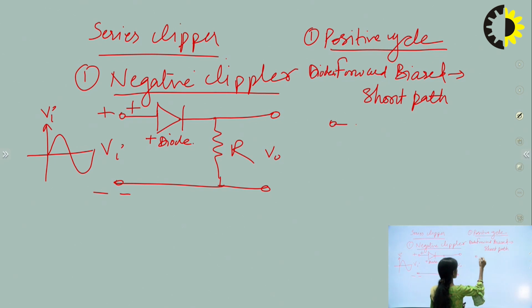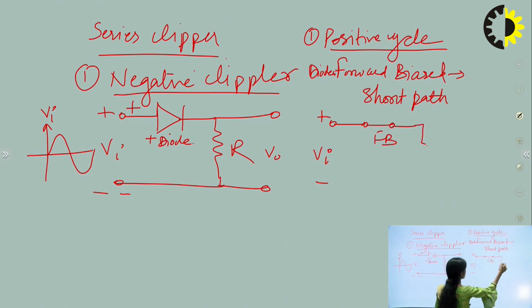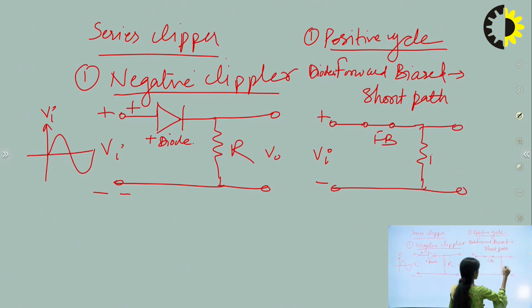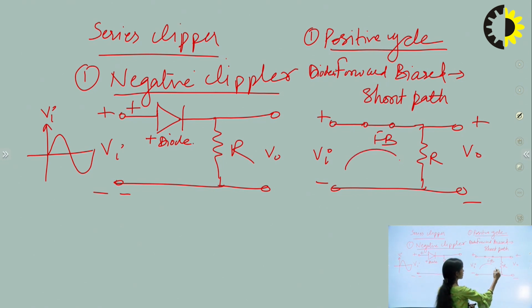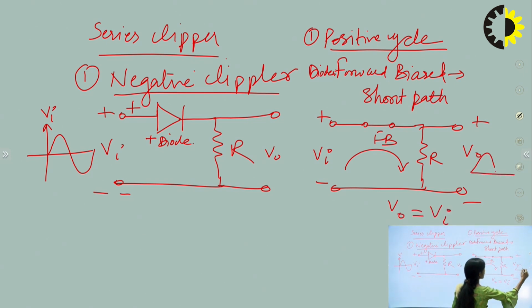Now the equivalent circuit we will obtain here is, this is Vi. We will consider a short path for forward bias condition, and we will get the output at the resistor. So this output, if we calculate, is the same as the input. So we can say Vout is exactly equal to Vi. So the output waveform is the same as the input waveform for the positive cycle.